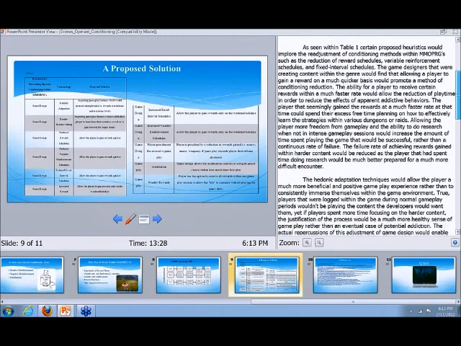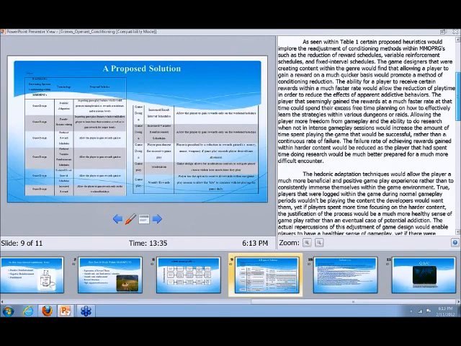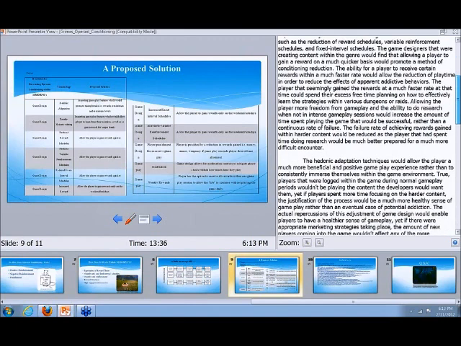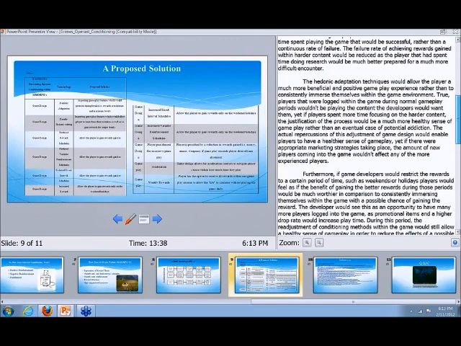The hedonic adaptation techniques would allow the player a much more beneficial and positive gameplay experience rather than to consistently immerse themselves within the game environment. True, players that were logged within the game during normal gameplay periods wouldn't be playing the content the developers would want them to, yet if players spent more time focusing on the harder content, the justification of the process would be a much more healthy sense of gameplay rather than an eventual case of potential addiction. The actual repercussions of this adjustment of game design would enable players to have a healthier sense of gameplay. Yet if there were appropriate marketing strategies taking place, the amount of new players coming into the game wouldn't affect any of the more experienced players.